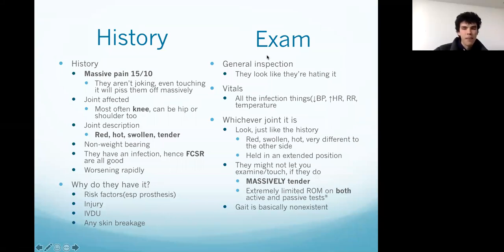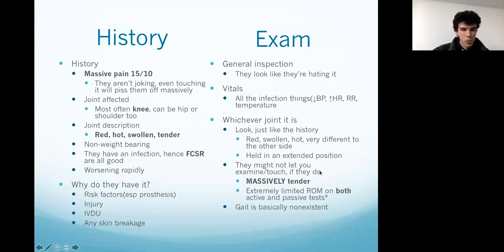And then on exam, they're going to look like they're absolutely hating being here. They'll have all the septic vitals. And whichever joint it is, you still go through that look, feel, move test. So look, you're going to see all the things that you're expecting: red, hot, swollen. They might be holding it extended as well, because that's supposed to open up the joint space and give them as much room as possible.